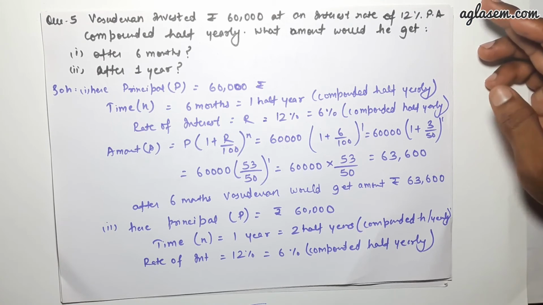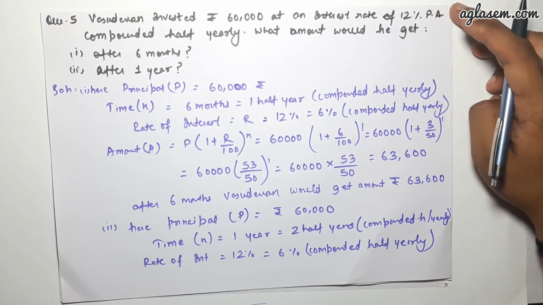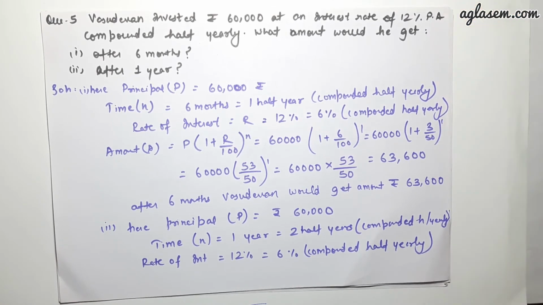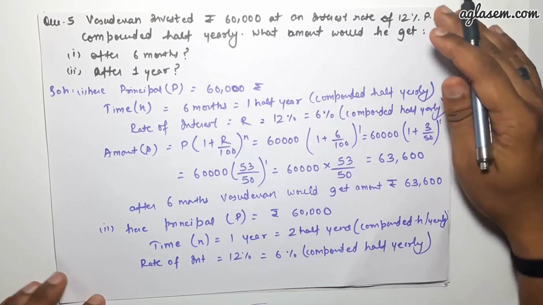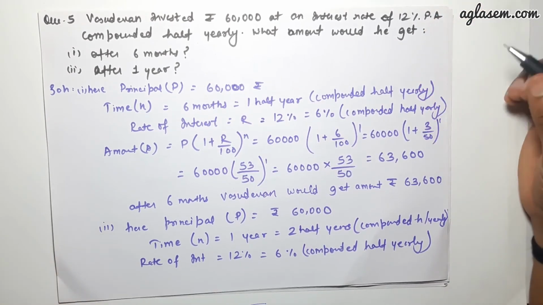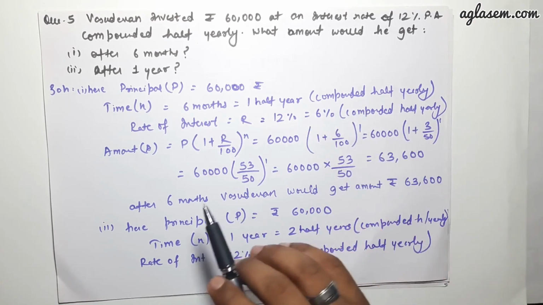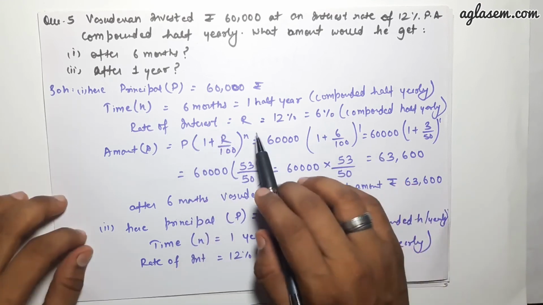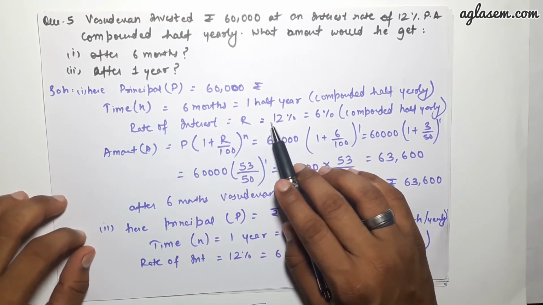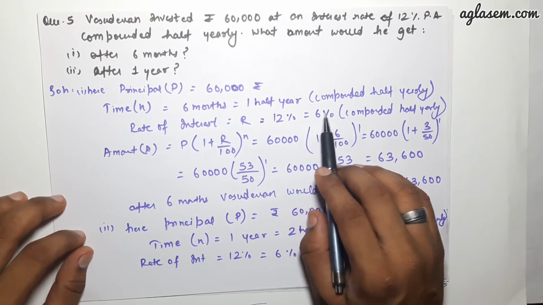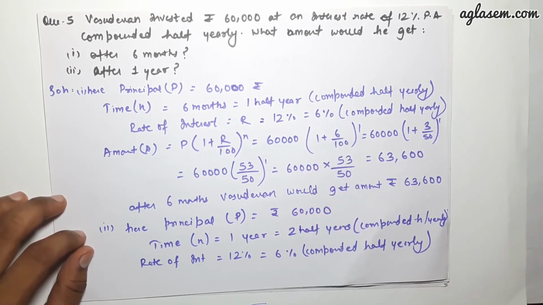Vasudev invested rupees 60,000 at an interest rate of 12% per annum compounded half yearly. What amount would he get after 6 months and after 1 year? So the first part is after 6 months. Principal is 60,000 rupees. Time is 6 months, 1 half year, compounded half yearly. Rate of interest R is equal to 12%, which is 6% compounded half yearly.